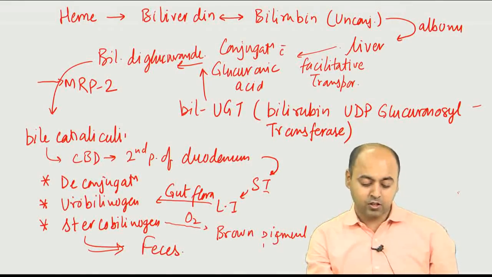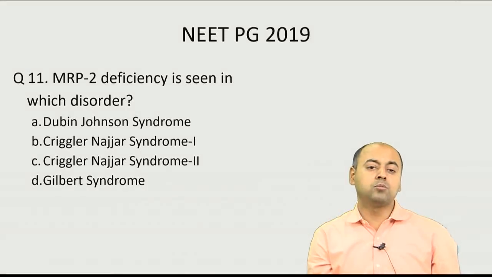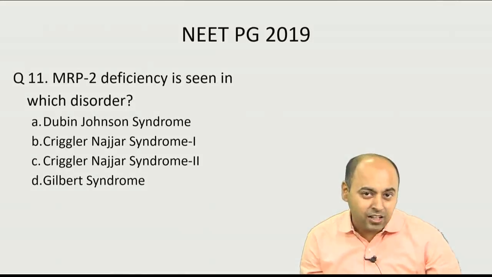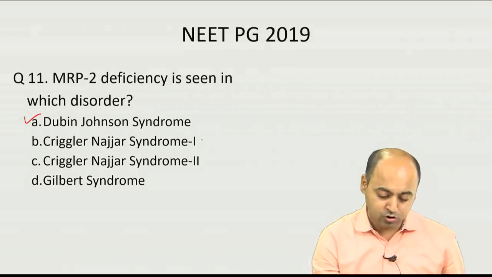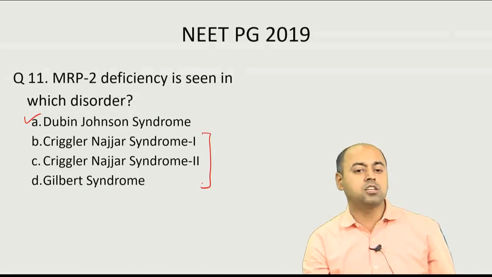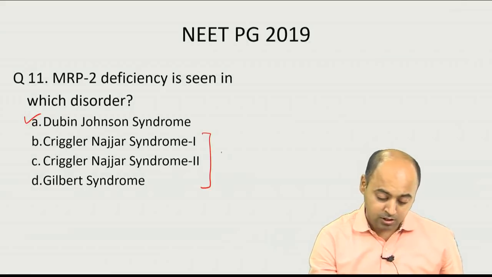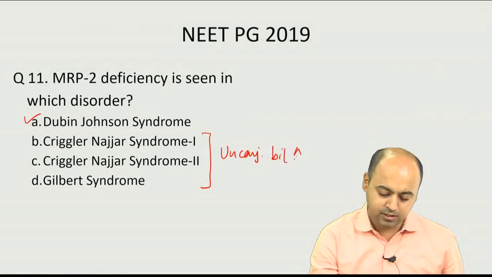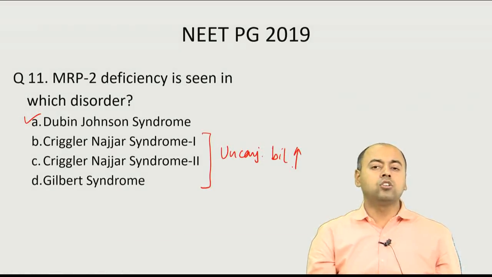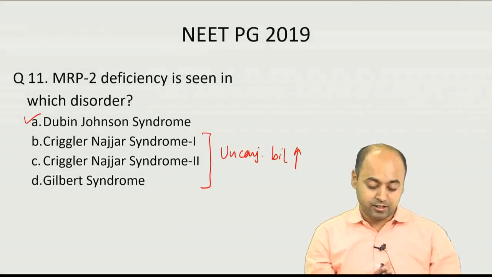Knowing this, let us look at the question. The MRP2 deficiency will be seen when there is elevated conjugated bilirubin, which is seen only in the Dubin-Johnson syndrome. In these three conditions, the unconjugated bilirubin is elevated.